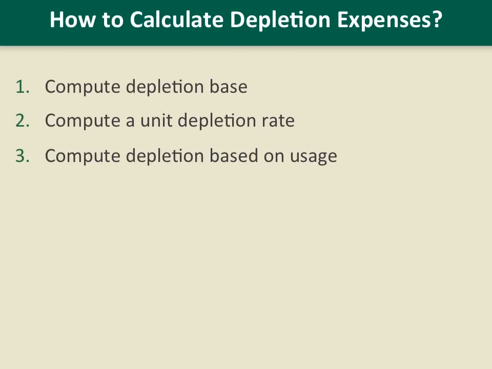Secondly, how to calculate depletion expenses. When we calculate depletion expenses, we need to go through 3 steps. First of all, we're going to calculate the depletion basis. This is also called the depreciable cost. Secondly, we're going to compute a unit depletion rate. Thirdly, we're going to compute depletion expenses based on the usage or extraction.